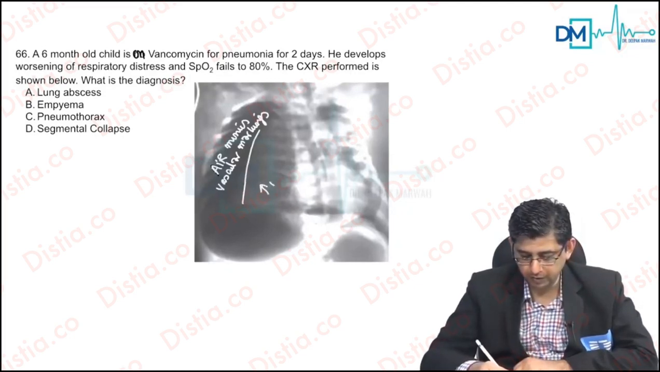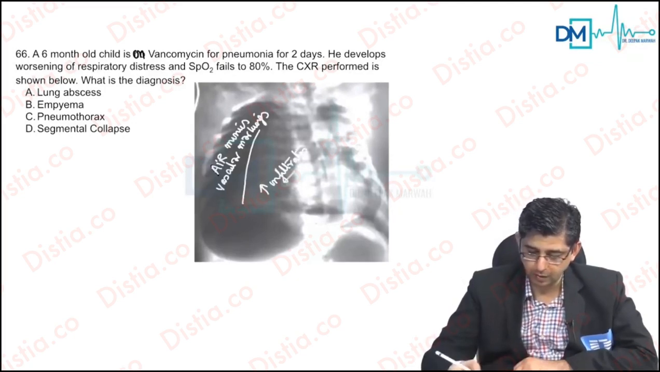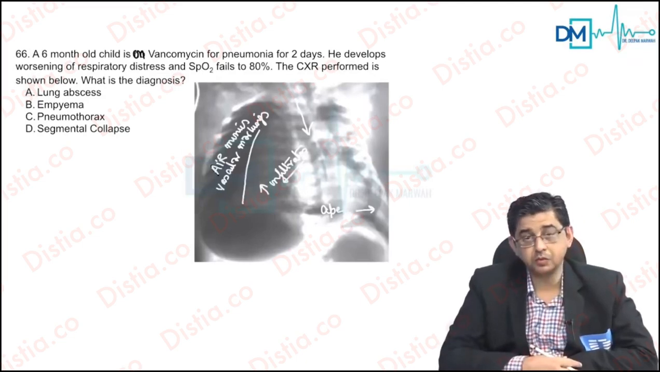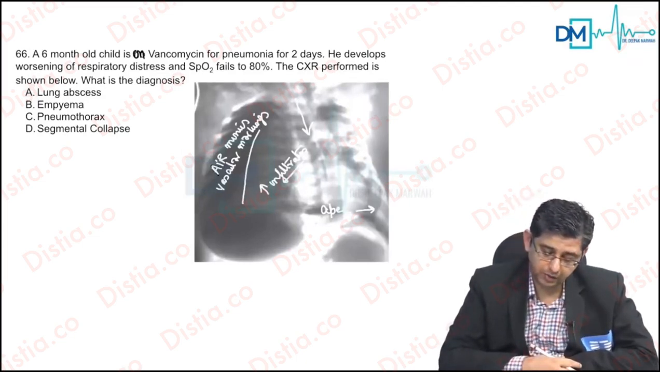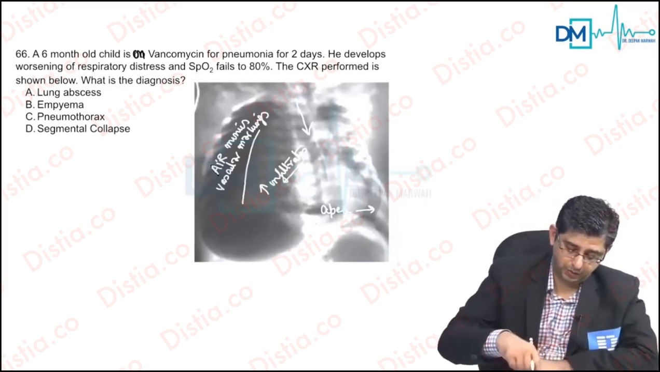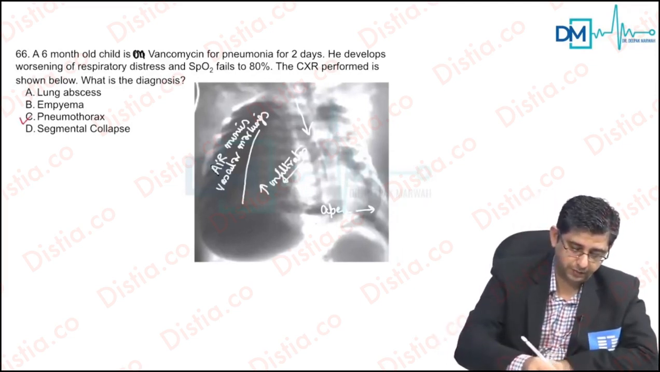There are increased infiltrates here, which tells us that there could be a pneumonia process going on. Even the trachea looks shifted. Apex of the heart also looks shifted. So because there is a mediastinal shift in the patient, there is air in the chest cavity, and there are no lung markings, the diagnosis of this patient would be pneumothorax. The correct answer to this particular question would be C.